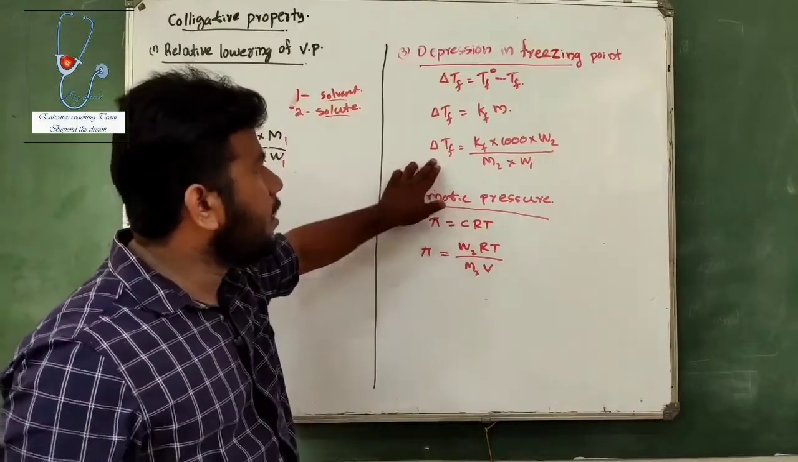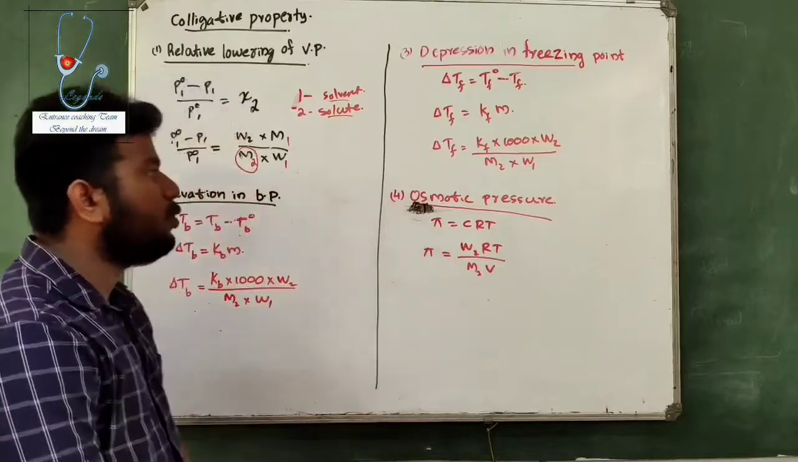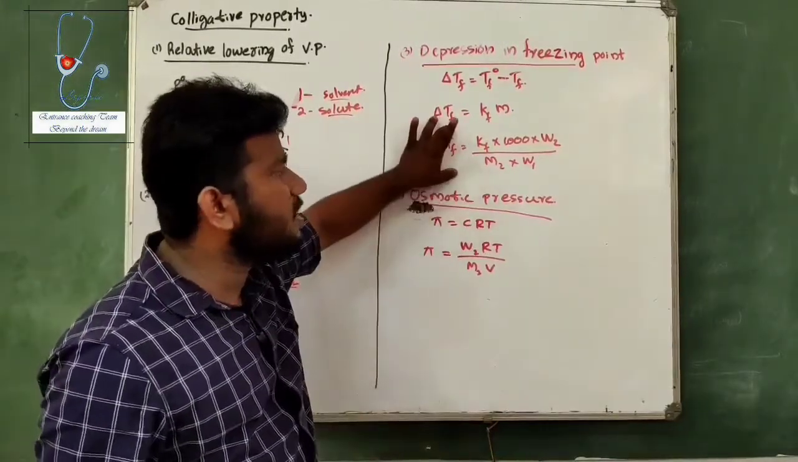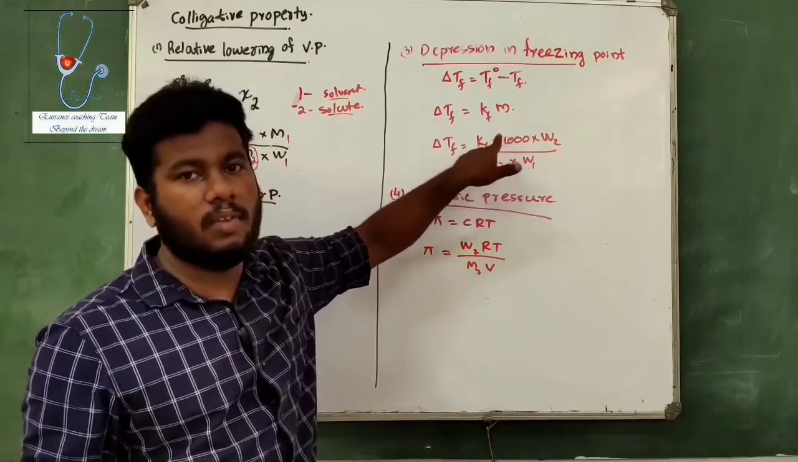Okay, then delta TF is equal to KF into 1000 into W2 divided by M2 into W1. From this equation, we can calculate the molecular mass of solute.